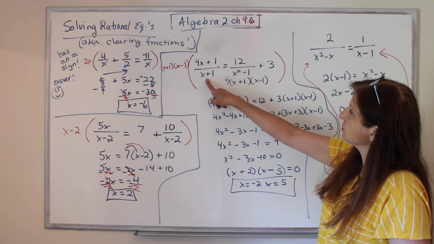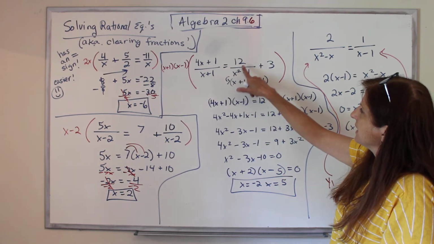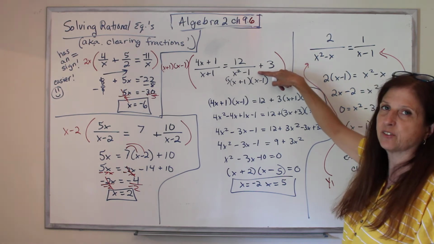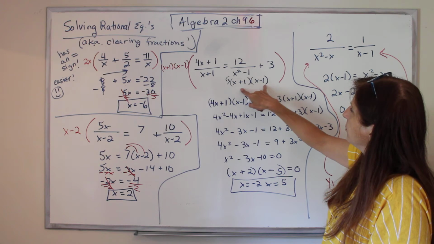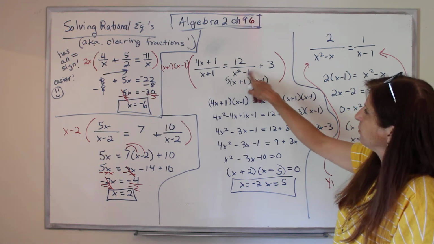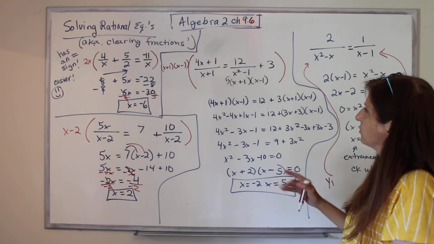Okay, this one's fancy. This one has for its denominator x plus 1. This one has x squared minus 1, but that's the difference between two squares. So we can, or this is that one where these are going to be opposite signs and it factors out the middle term.